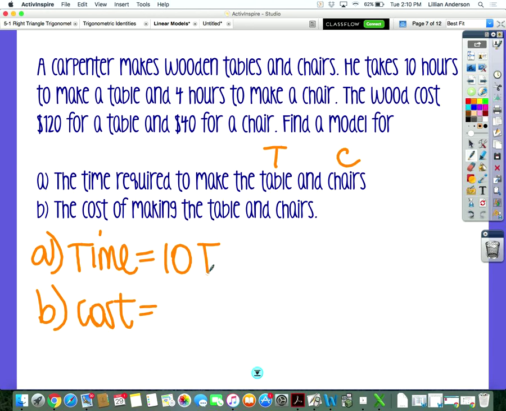How long did it take him to make the chair? 4 hours. So if he made 4 chairs, how many hours would it take him? 16, because it's 4 hours per chair. So you have 4, 4, 4, 4, which makes 16. How would you write an expression to represent how long it would take him to make chairs? It would be 4C. So then the time it would take to make tables and chairs would be what operation between? Plus, addition. And there's your model for time. Does everybody see how that works?